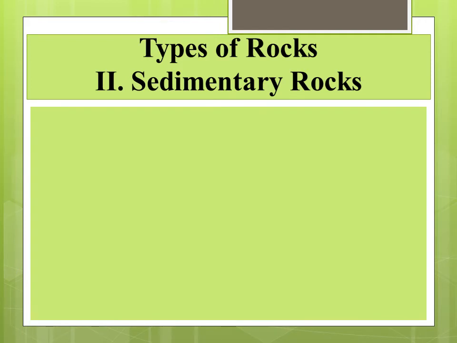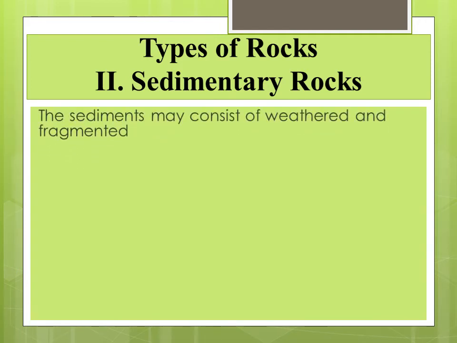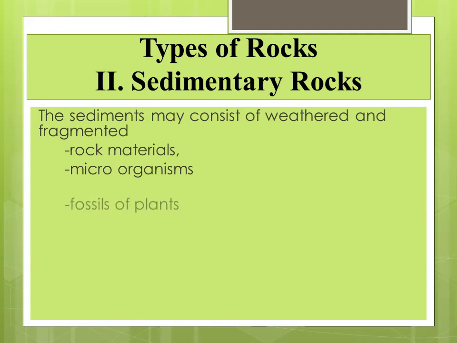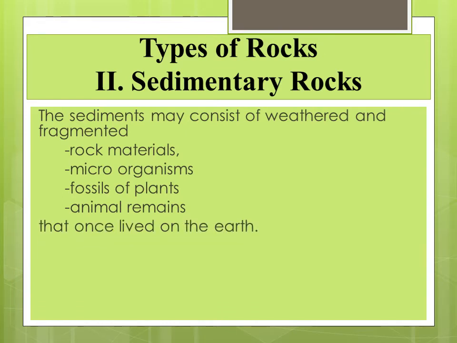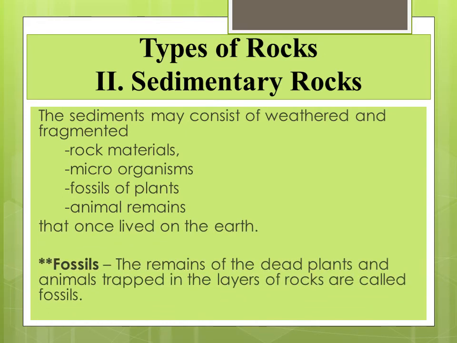Children, these deposited sediments have many materials like number 1 rock materials, number 2 microorganisms. Micro means very small, organisms means bacteria which we cannot see with our naked eyes or without microscope. Then fossils of plants, animal remains that once lived on the earth. Children, fossils means the remains or pieces of the dead plants and dead animals trapped in the layers of the rocks are called fossils.